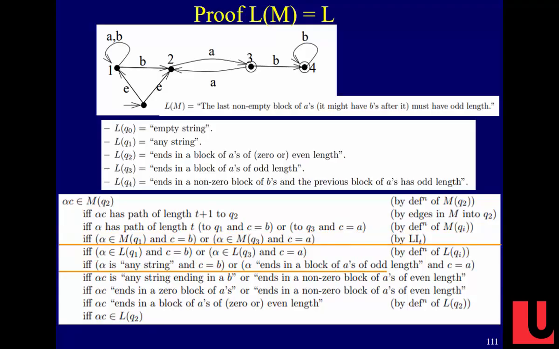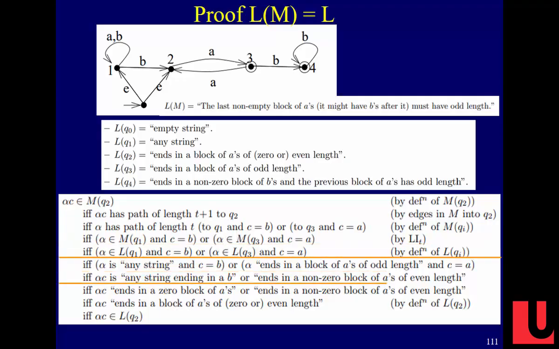Now we're just using our definitions up there, the definitions of L. Alpha, if it's in Q1, is any string, and C is a B. Or, in Q3, it ends in a block of A's of odd length, and C's an A. It's just translating down. All right, so that was just translating down. And now we look at each piece. Well, if it's any string and ends in a B, then what do we got? It's any string ending in a B.